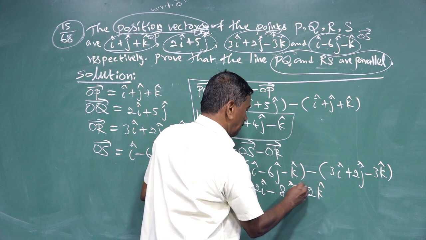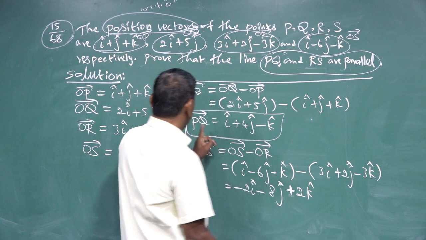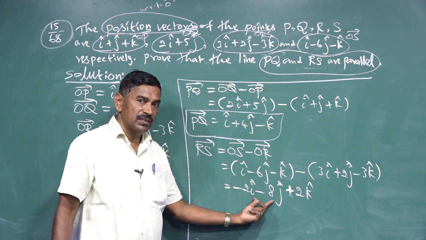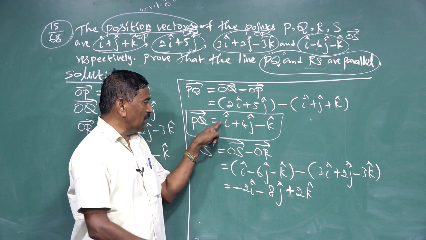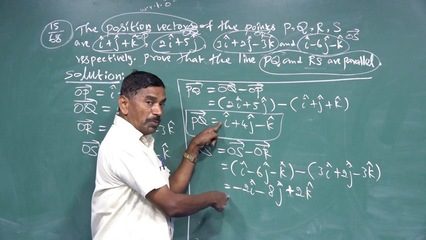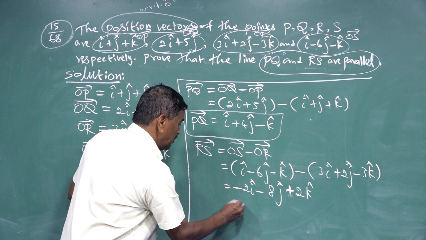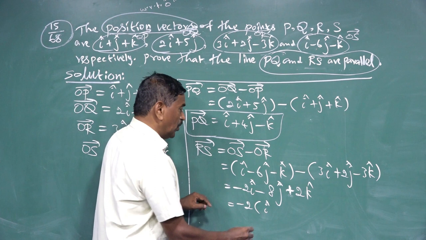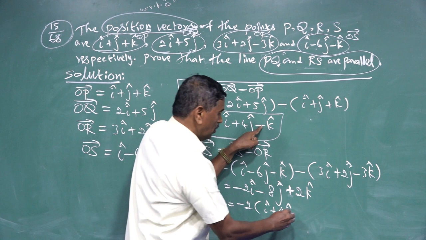Now, comparing PQ vector and RS vector. Here the coefficients are 1, 4, minus 1. Here the coefficients are minus 2, minus 8, plus 2. Consider the first one, 1 and minus 2. For our convenience, we take out a minus 2 because we want to make these two coefficients similar. So it is equal to minus 2 of, what is remaining? Minus 2 common, remaining i cap, plus 4 j cap, minus k cap.